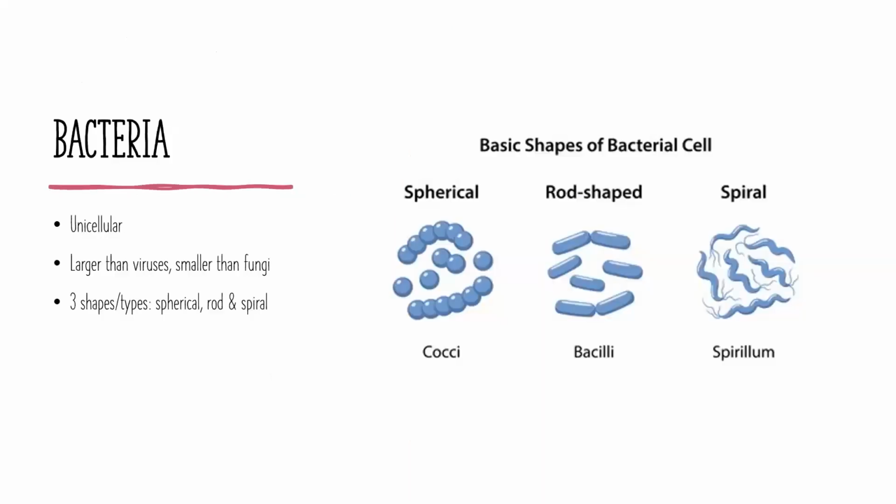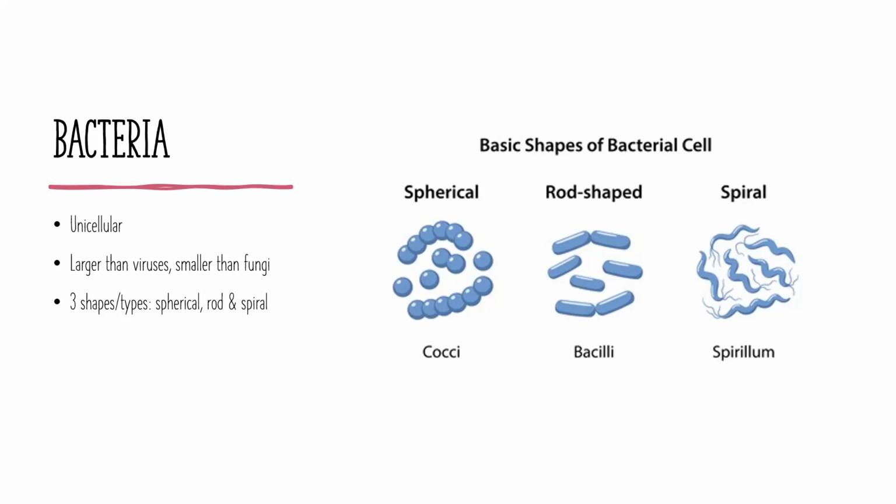So let's talk about bacteria first. Bacteria are also unicellular organisms. They can be small, they can be large, they've got a large range of sizes. Bacteria are larger than viruses and they're smaller than fungi. So the size of bacteria comes between these two categories, viruses and fungi.